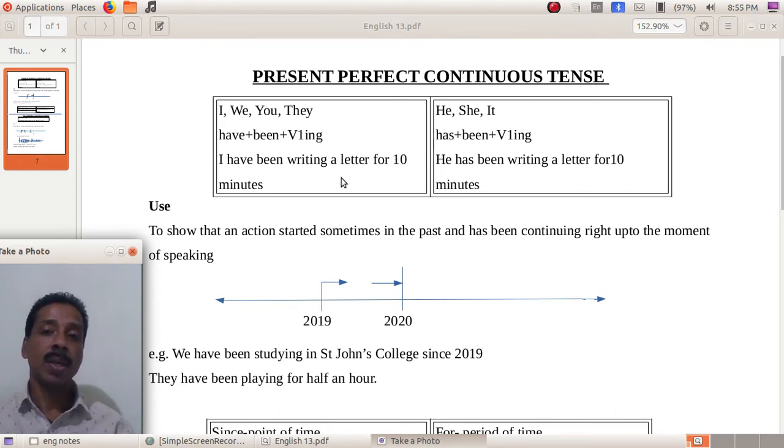I have written two sentences here. I have been writing a letter for 10 minutes. He has been writing a letter for 10 minutes, and I think you can understand the sentence clearly if you come to the use of it. So the main use of present perfect continuous tense is to show that an action started sometime in the past and has been continuing right up to the moment of speaking.